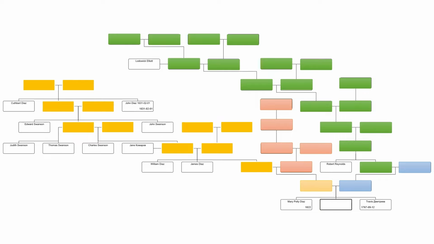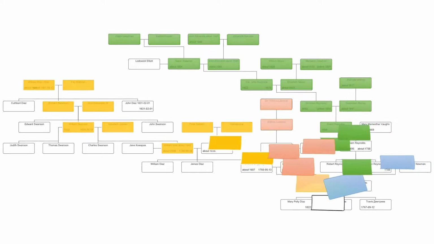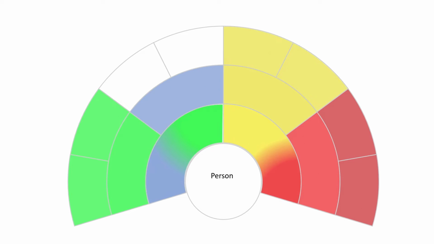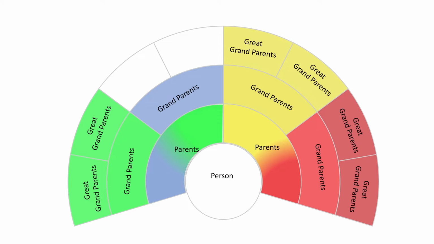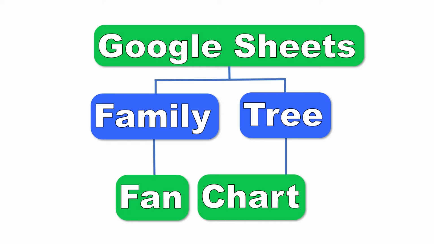This update adds a fan chart, which is another way to display one's direct ancestors. The fan chart template can display up to 7 generations. Follow along to create your own fan chart.